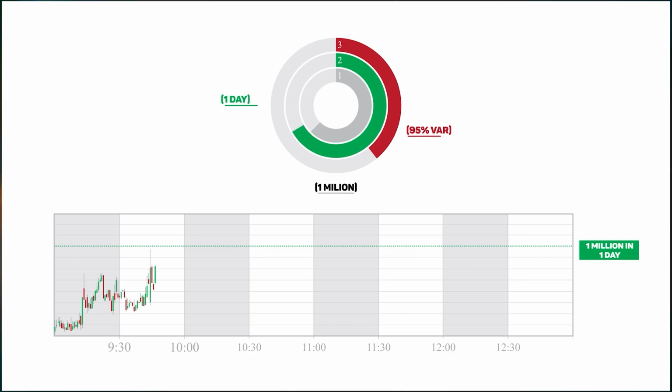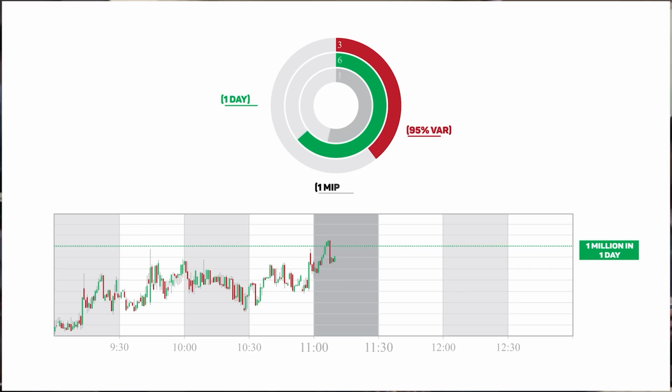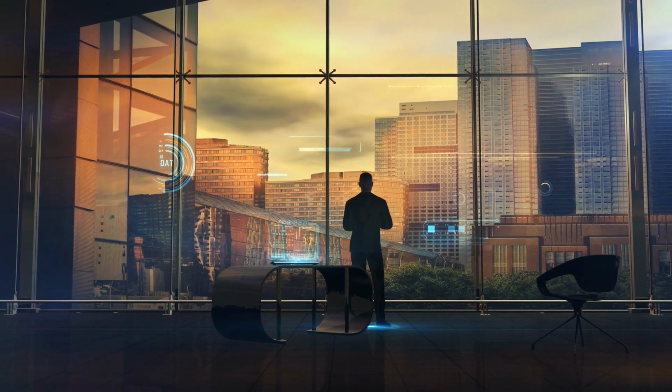For example, a 95% one-day VaR of $1 million means there's a 5% chance your portfolio could lose more than $1 million in a single day. It's critical for gauging extreme losses and is often the foundation for setting risk limits.